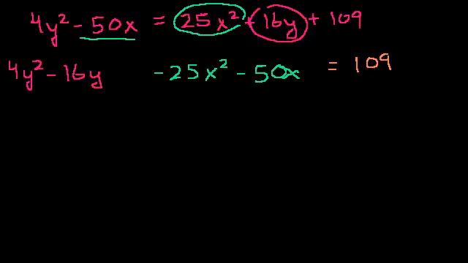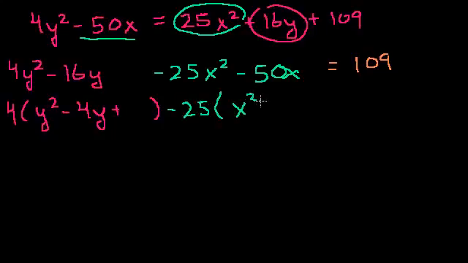The easiest way to complete the square is if you have a 1 coefficient on the y squared and the x squared term. So let's factor out a 4 in this case. So you get 4 times y squared minus 4y, I'm going to add something later when I complete the square, minus 25 times x squared plus, minus 50 divided by minus 25 is 2, plus 2x, I'm going to add something later, is equal to 109. And these things we're going to add are what complete the square, make these things a perfect square.